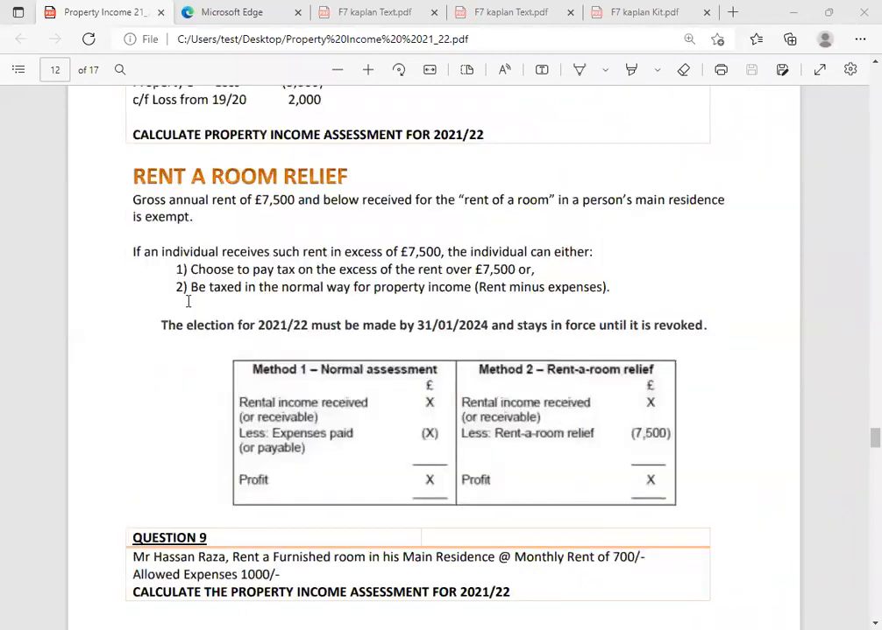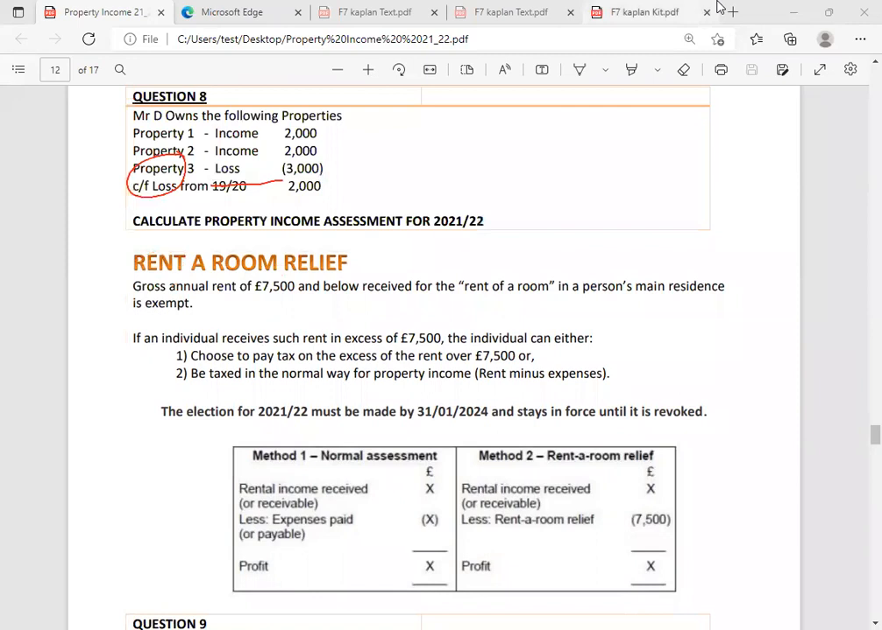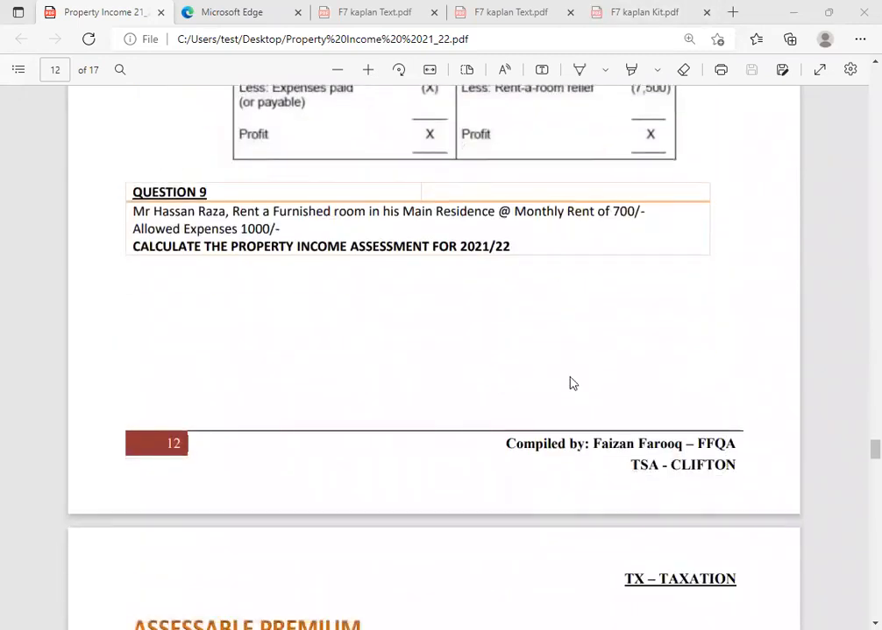Now, we are going to learn another topic, which is renting a room. Till now, whatever we did was renting a property. You had a property and you were letting it out. But what if you only rent out a room, only one room, which must be a furnished room? Furnished room means a room with furniture and finishings. So if a question states you are renting a room, not a property, what should we do? We are going to learn it from the question.